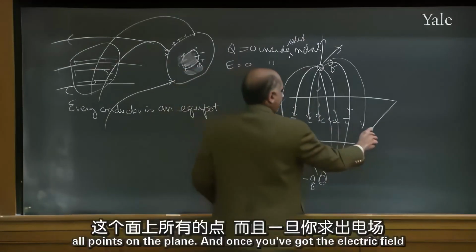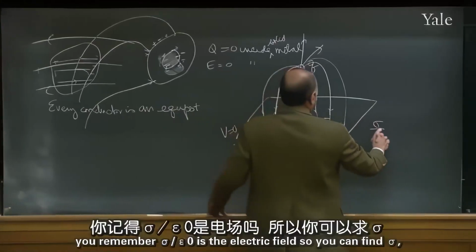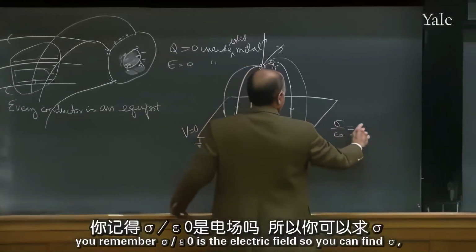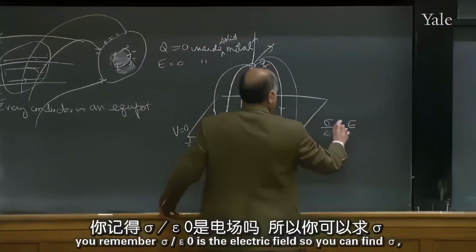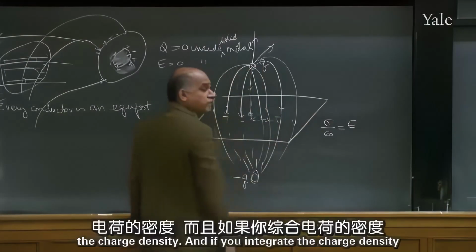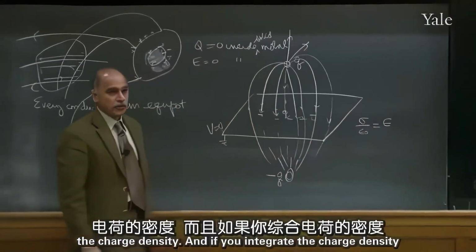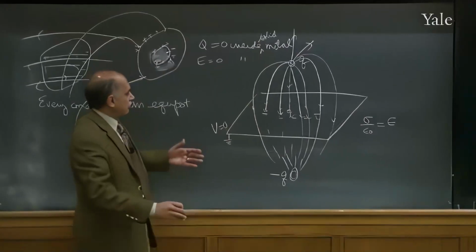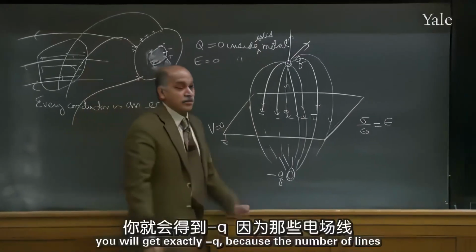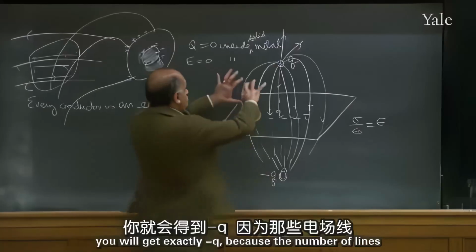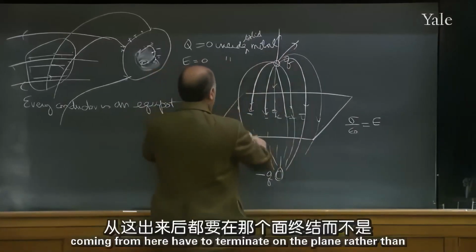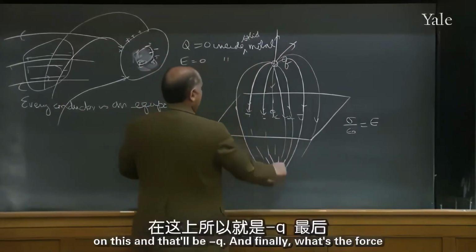And once you've got the electric field, remember sigma over epsilon 0 is the electric field. So you can find sigma, the charge density. And if you integrate the charge density, you will get exactly minus q, because the number of lines coming from here have to terminate on the plane rather than on this, and that'll be minus q.